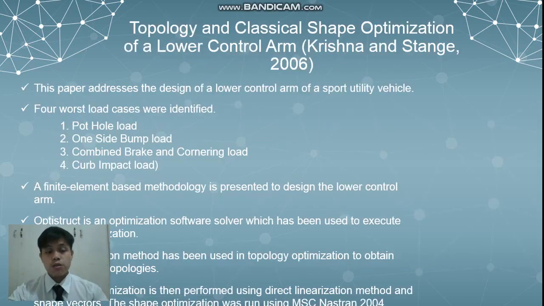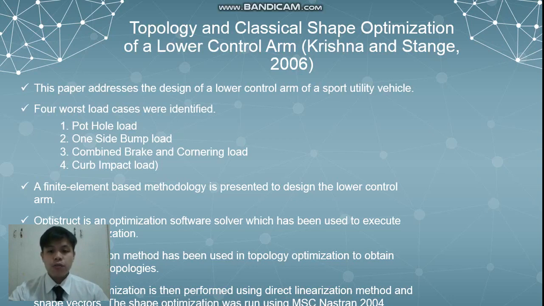Our fourth RRL is topology and classical shape optimization of a lower control arm. The main objective of this paper is to be able to design a lower control arm for a sports utility vehicle. There are also 4 worst load cases that were identified in this study, specifically pothole load, one-side bump load, combined brake and cornering load, and curb impact load.